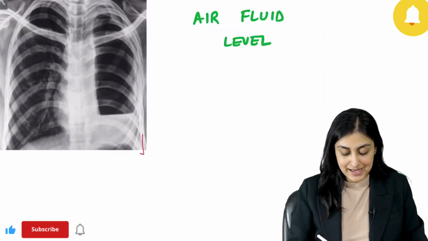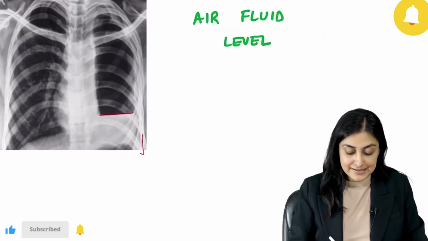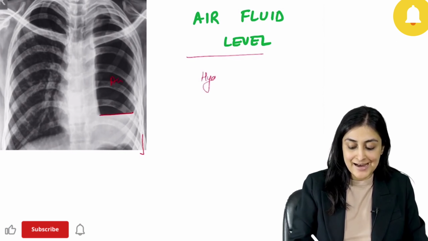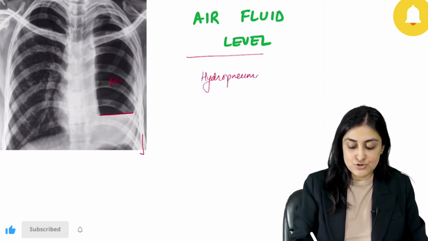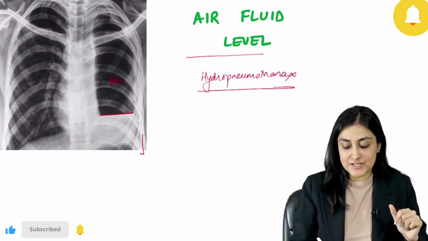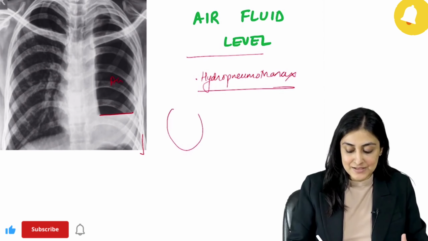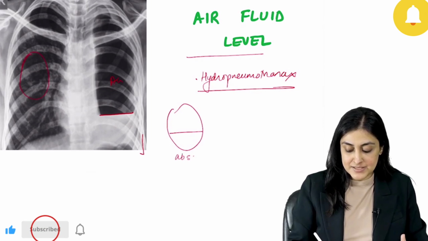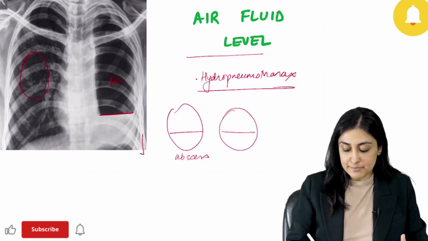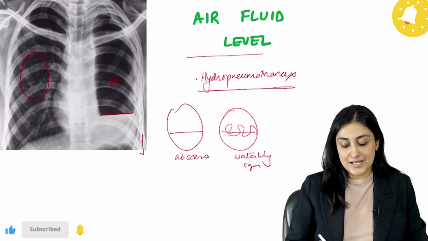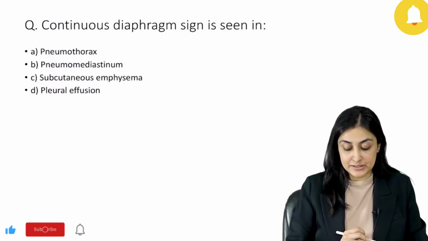Okay, now what if I see air fluid level? So when you see that the CP angle is blunted, there is this level and now you have air here. So this is what is referred to as a hydropneumothorax. So remember, hydropneumothorax, when you have the blunting of CP angle, when this is the pleural space where you have this. Apart from that, as we have seen in the lung, if I see a cavity with an air fluid level, that is an abscess. If you find that there are these membranes which are floating around there, you think of water lily sign with hydatid cyst. Okay, so that is our approach with air fluid level.